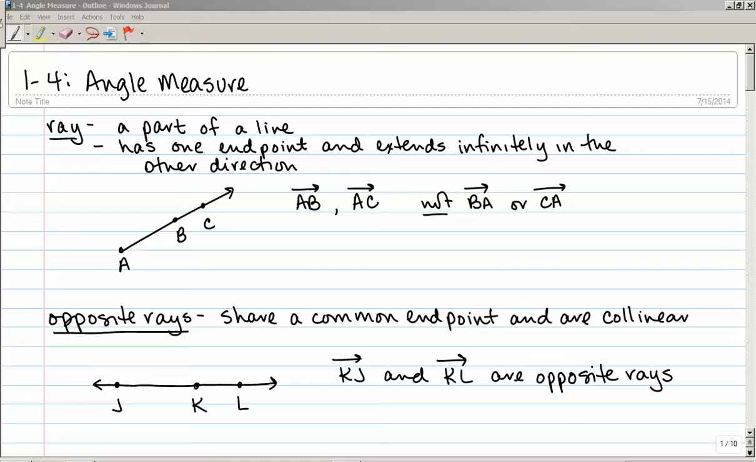Now, opposite rays share a common endpoint and are collinear. So basically, they're two rays that go in opposite directions and have the same endpoint. So ray KJ, which would represent just this part of it starting at K and moving left through J and continuing forever, and ray KL, again starting at point K and continuing to the right through point L forever, those are opposite rays. They're collinear, they make a straight line, and they share the common endpoint K.